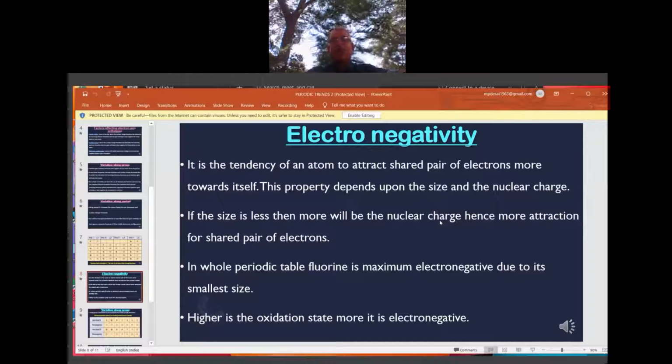H2 and Cl2 are non-polar, whereas the molecule formed by the combination of H2 and Cl2, that is HCl, is not non-polar. It is polar. Why? So here in the case of HCl, electronegativity difference is there. One is more, one is less.